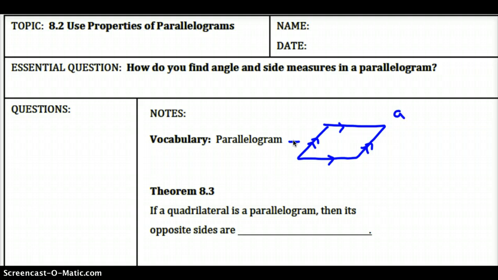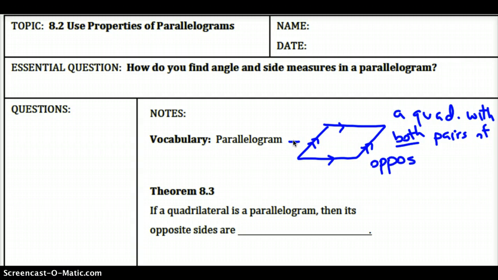So let's get that. Quadrilateral, I'll abbreviate quad, with both pairs of opposite sides parallel. Remember, parallel symbols are these arrowheads there. Those aren't congruent marks, those are parallel marks. So that is what a parallelogram is.